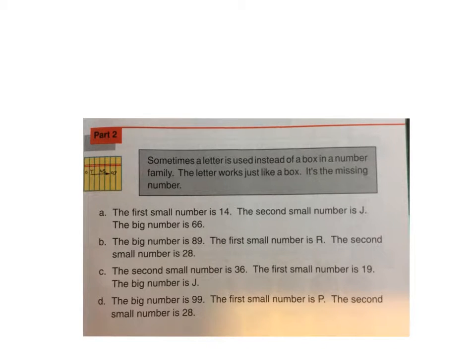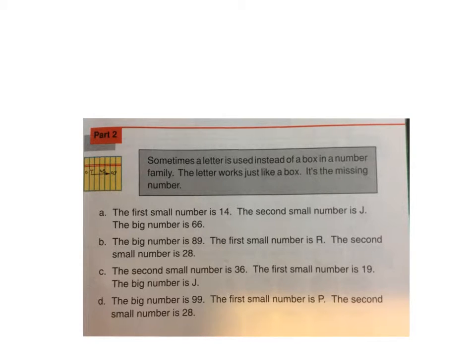Okay, so for part 2, I'll read what it says in the box so you can follow along in your textbook. It says, sometimes a letter is used instead of a box in a number family. The letter works just like the box, it's the missing number. So in other lessons when we've read the problems together and it will say the second small number is a box, what they're introducing you to in this lesson is that instead of writing box, we're going to write a letter. And the letter is just holding the place until we can solve the problem and figure out which number the letter stands for. So let's do A together.